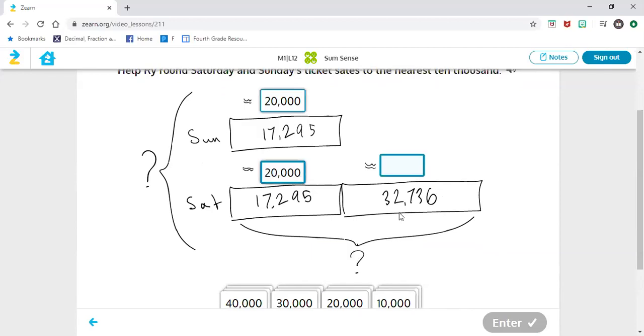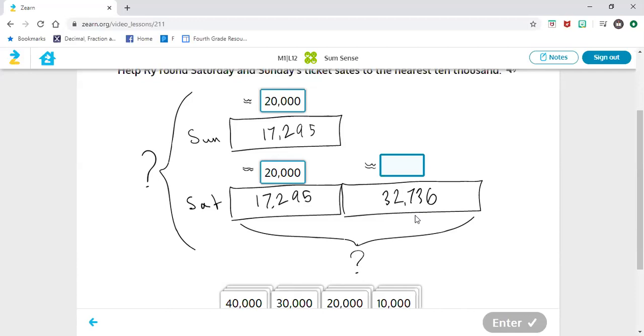Okay, now let's look at 32,000. So we're rounding to the nearest 10,000. What number do we have in the 10,000th place value? Yes, a 3. So that 3 has two choices. That 3 can stay the same, or it could go up 1. So it can stay the same at 3, or it can go up to 4.